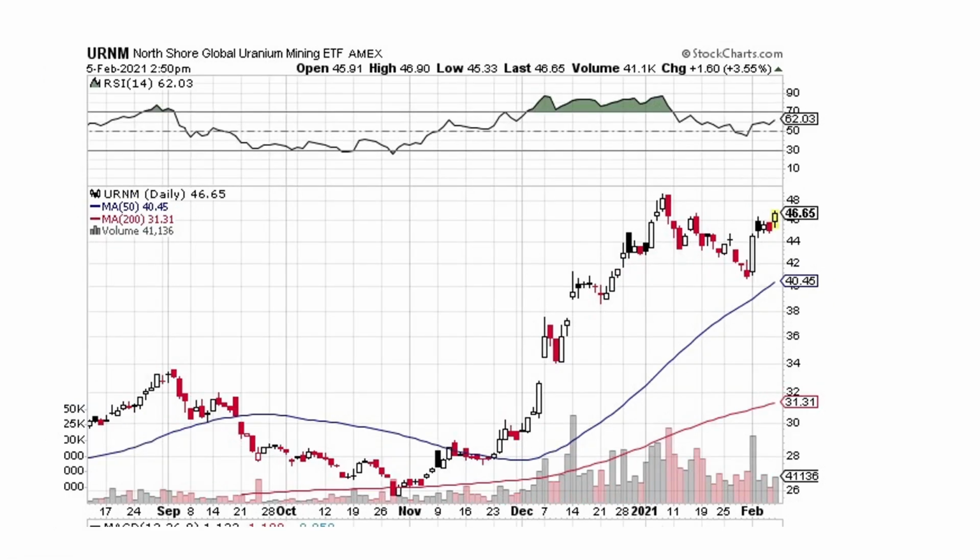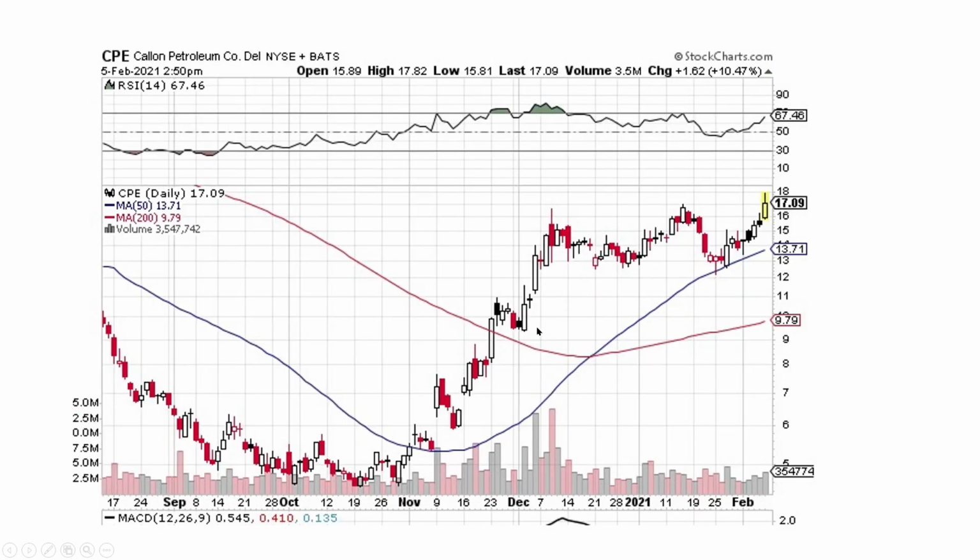Again, North Shore Global Uranium. All these uranium companies are looking very good. Pullback, big move up, little pullback, all I can muster, and I think this is going to continue to move on up. That's my guess. But looking pretty good. Callan Petroleum.